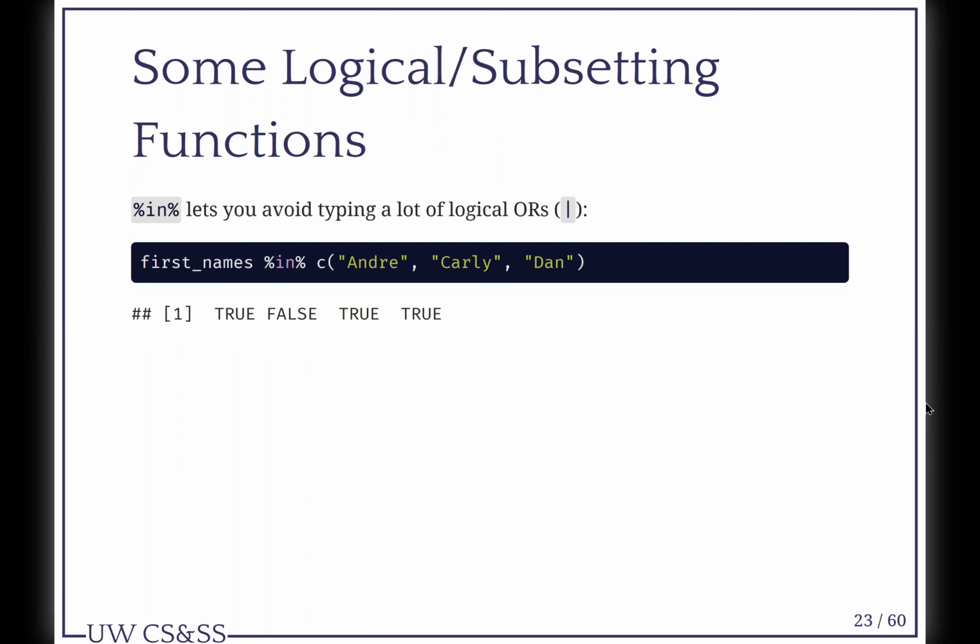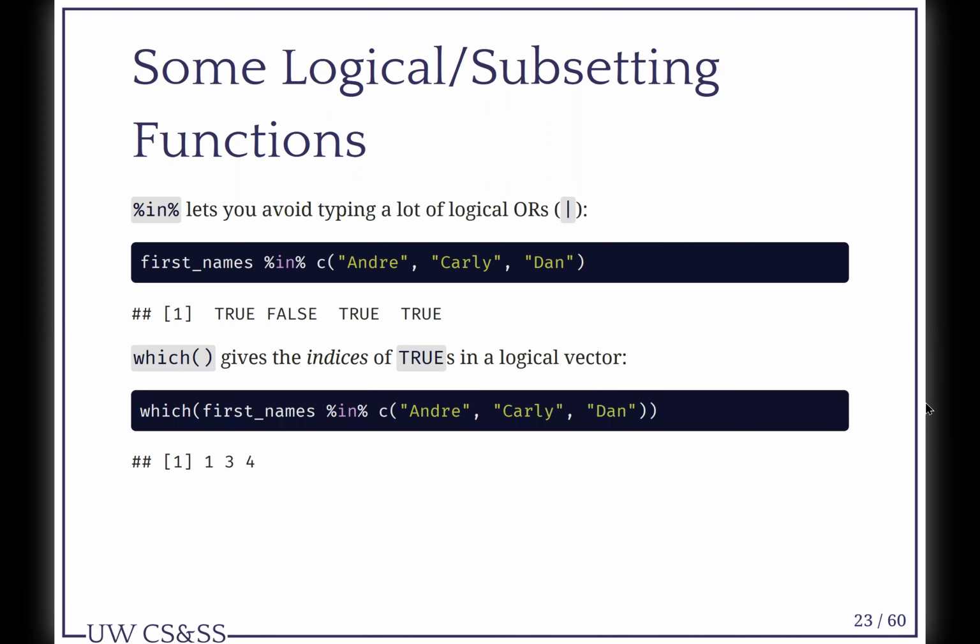A little bit about some logical and subsetting functions. So we've talked a little bit about percent in percent before, and how it lets you avoid typing a lot of logical ors with the bar. Something like first names, percent in percent, Andre, Carly, and Dan. This will provide us with a logical vector, true, false, true, true. Question?